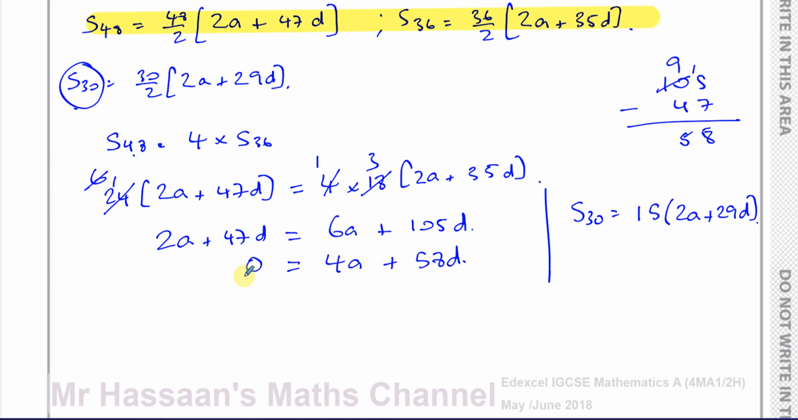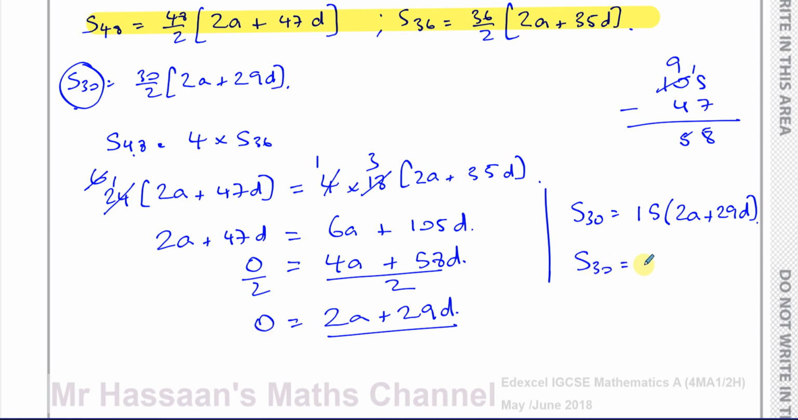Now, if I divide both sides of this by 2, what do I get? 0 equals 2a plus, what's 58 divided by 2? Well, it's 29. 2a plus 29d. So 2a plus 29d is equal to 0. So we can say the sum of the first 30 terms is 15 times 2a plus 29d, which is 15 times 0.